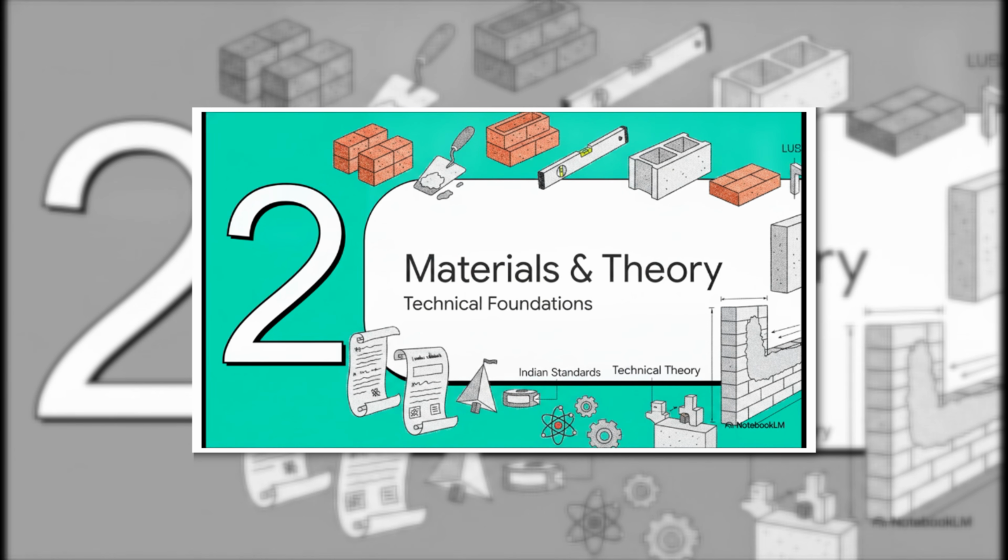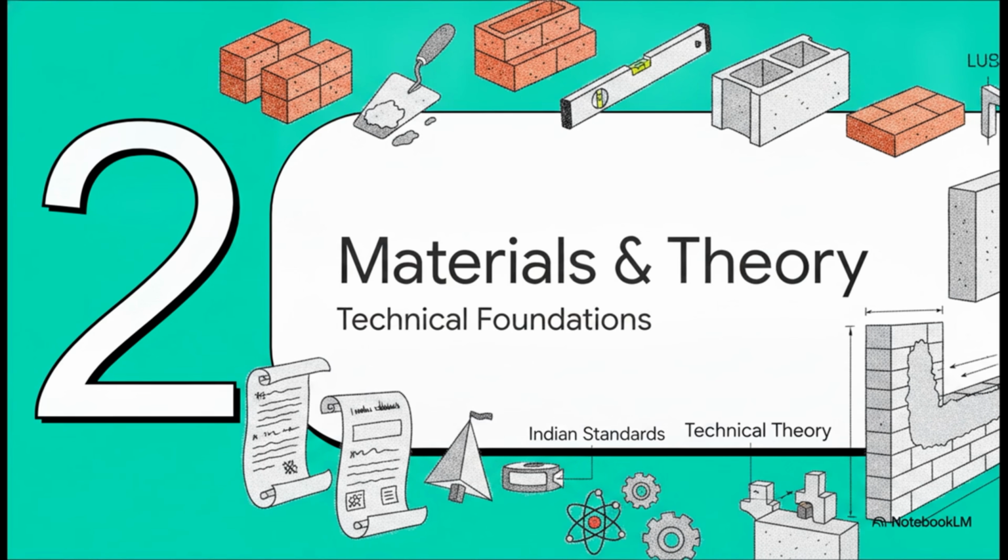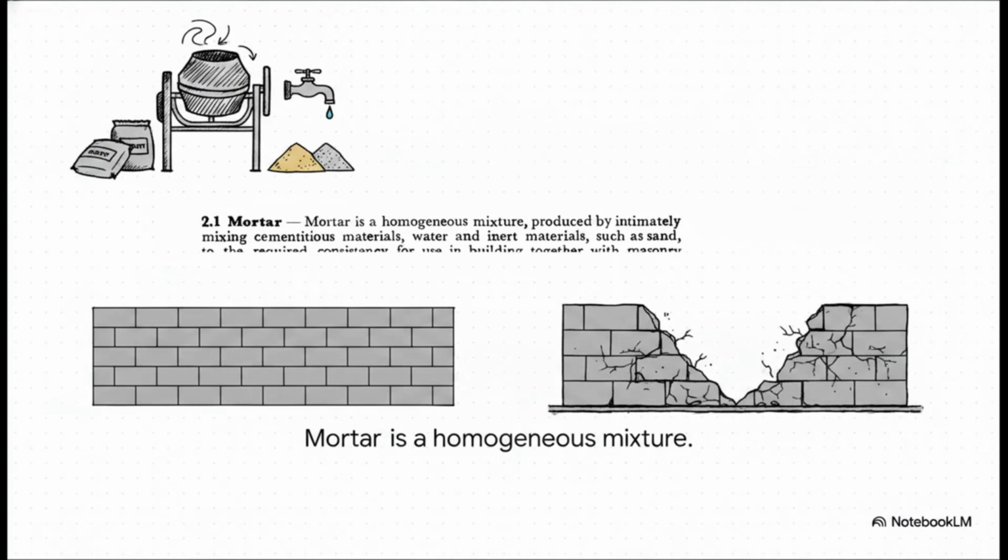Moving right along to Section 2, Materials and Technical Theory. This is where we anchor our daily site execution directly to the Indian standards. According to IS 2250, mortar is defined very strictly as a homogeneous mixture of cementitious materials, water, and inert materials like sand. You absolutely cannot permit random, uncontrolled mixing on site. If that mix isn't truly homogeneous, you're going to generate weak pockets in your bed joints, and that ultimately compromises the structural integrity of the entire wall.